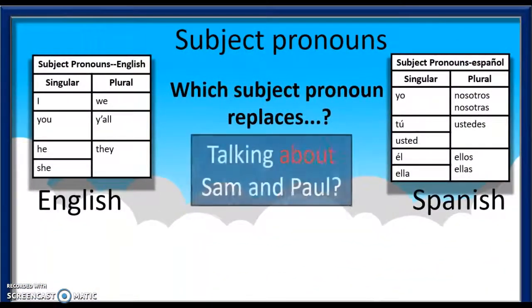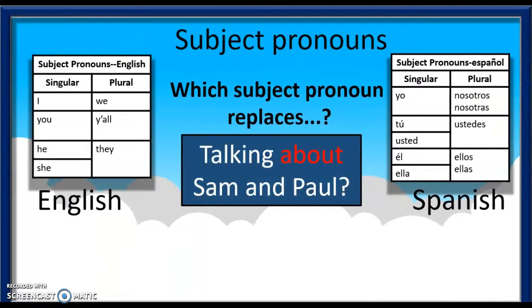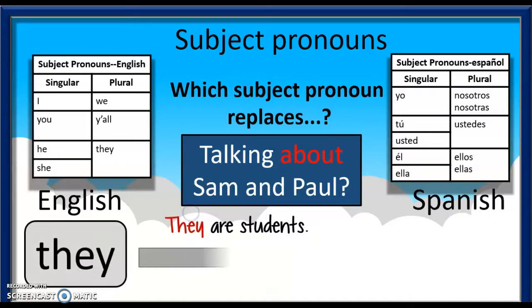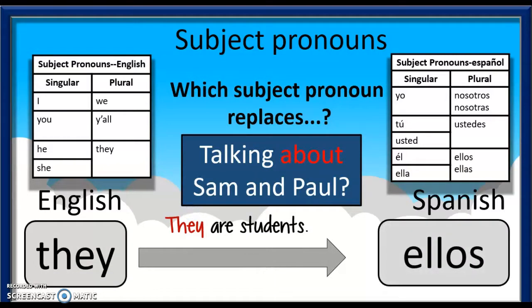So, how about if you're talking about Sam and Paul? In English, you could say they are students. They is the subject pronoun. So in Spanish, you would use ellos because Sam and Paul are both guys. So you have to use the masculine plural form. Ellos son estudiantes.